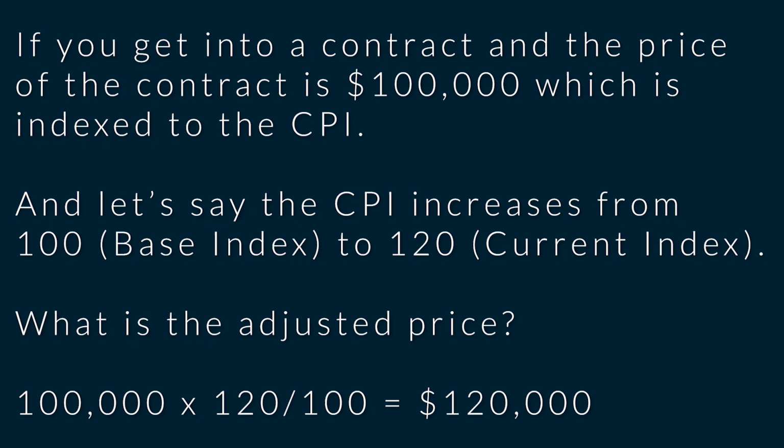So if you get into a contract and the price of the contract is $100,000, which is indexed to the CPI, that is the consumer price index. Now, let's say the CPI increases from 100, that is the base index, to 120, that is the current index. What is the adjusted price? Remember the contract was originally $100,000. It will be $100,000 times 120 divided by 100, and in this case, the new price will be $120,000. That becomes your adjusted price.